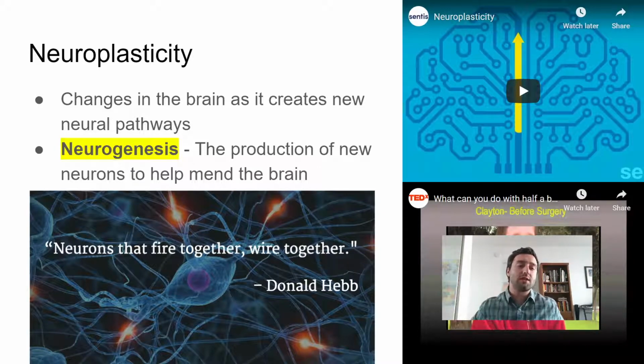We also see neuroplasticity through neurogenesis. Neurogenesis is just the creation or the production of new neurons. So over time, neurons do die, so we have to create new ones to fill those spaces and to mend those different parts. And that's what neurogenesis is. It's pretty straightforward there.